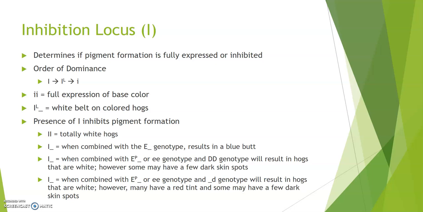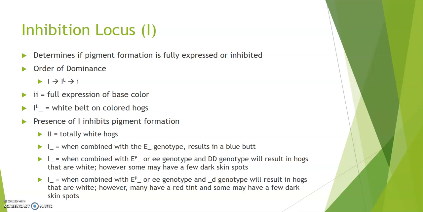Okay, so moving on, we have the heterozygotes. Again, the large I heterozygotes. There's basically 2 different options. And what you're going to notice here is if you look at your handout too, I actually give you all 4 genotypes for each phenotype option, so it actually helps you a little bit more. But this first one, when you have the E super P blank or little e genotype, and you have the homozygous large D genotype, in combination obviously with the heterozygote large I, this is going to give you hogs that are white. Some may have a few dark skin spots.